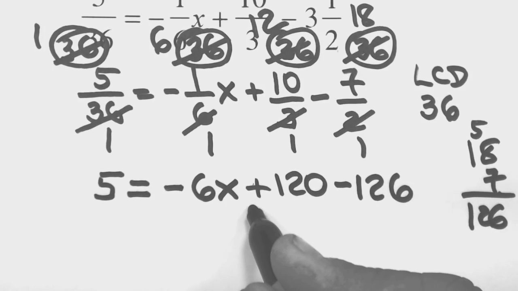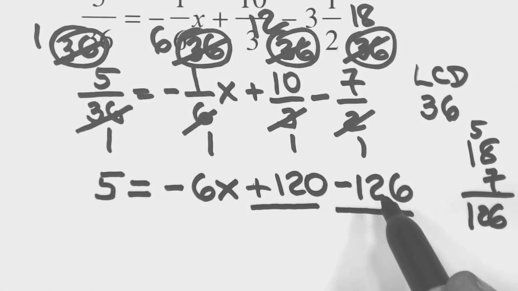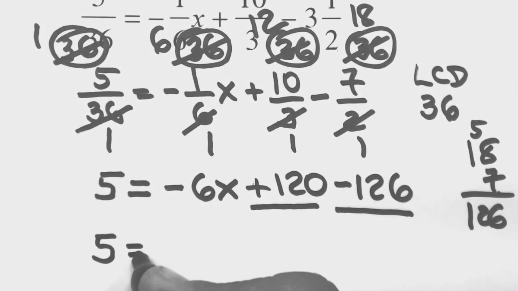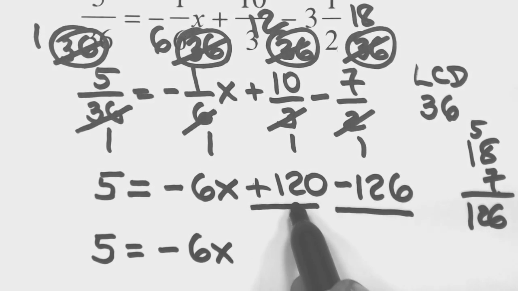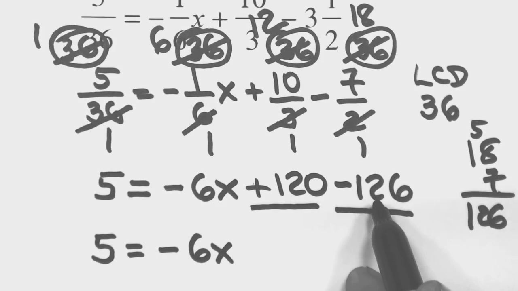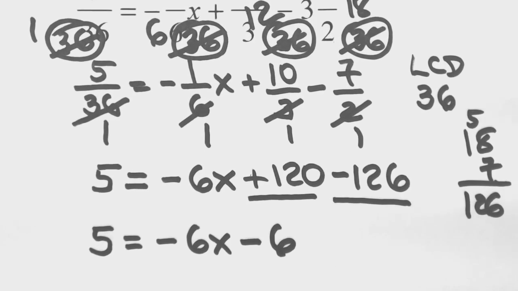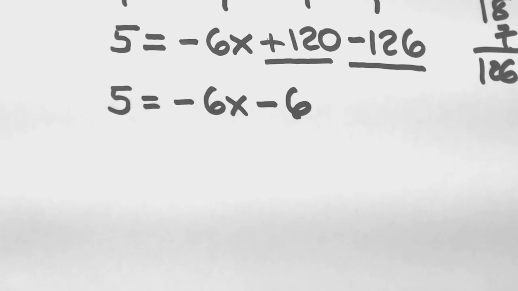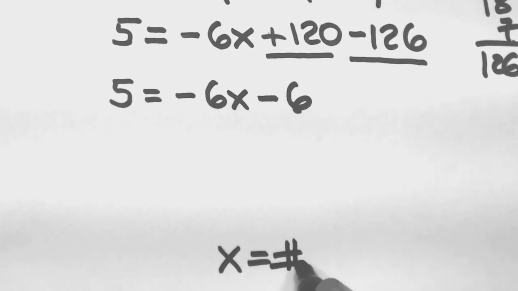Notice before we go on, we still have some cleaning up to do here. On the right side, these guys are both plain numbers, so we need to combine them. The 5 remains all by itself on the left. The negative 6x remains. There's no other x's to combine with on the right. But plus 120 minus 126, negative wins by 6. Okay, so now we're all cleaned up, ready to go. And of course, as always, once you're ready to solve, remind yourself what your target is for the final answer. We want to end up with x equals whatever number the answer is.